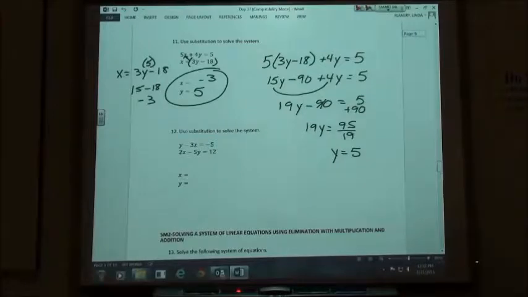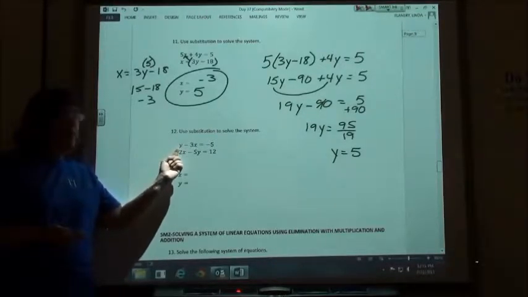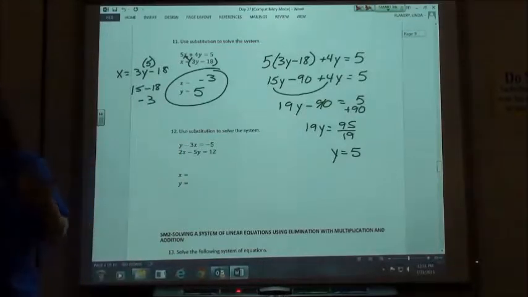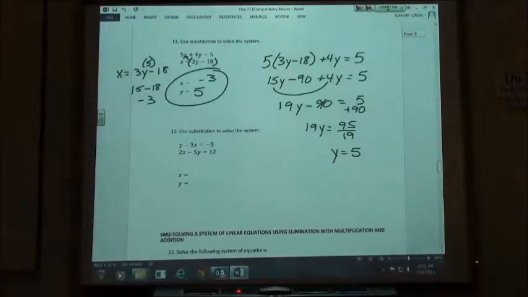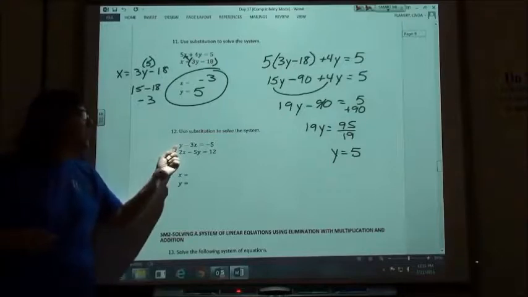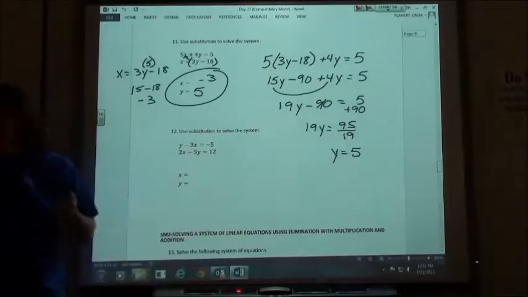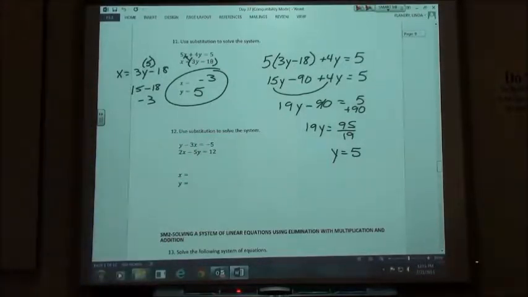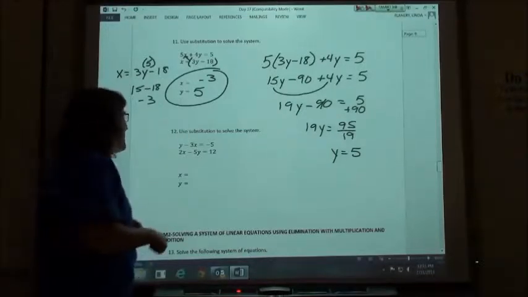Sometimes you have both of your equations in standard form, but you'll have a variable, the x or the y, that doesn't have a coefficient other than 1. The leading coefficient is 1, so it's easy to solve it for x or y, and therefore substitution works. I still probably use the elimination method, but substitution works.